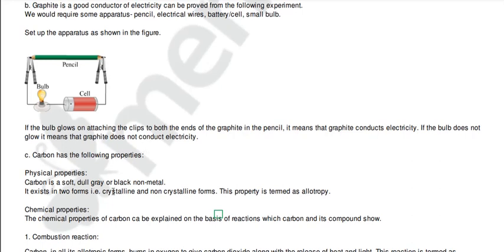C. Carbon has the following properties. Physical properties. Carbon is a soft, dull gray, or black nonmetal. It exists in two forms, i.e. crystalline and non-crystalline forms. This property is termed as allotropy.